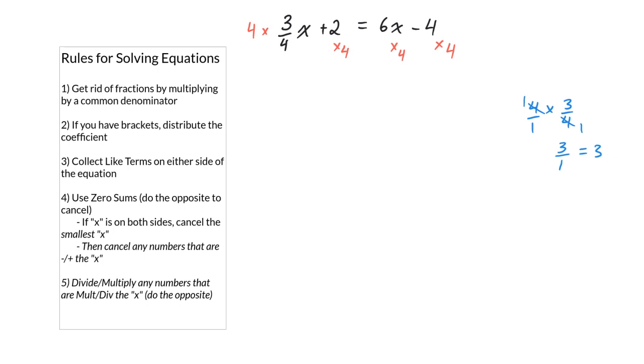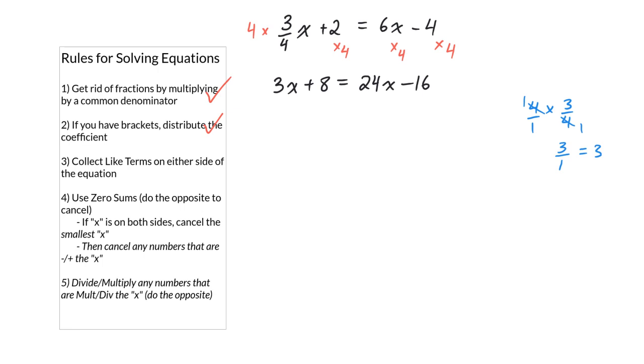So my new line looks like 3x plus 8 equals 24x minus 16. So step 1 is completed. I've gotten rid of any fractions that I had. I move on to number 2. If you have brackets, distribute. I don't have any brackets, so I can go ahead and skip number 2.